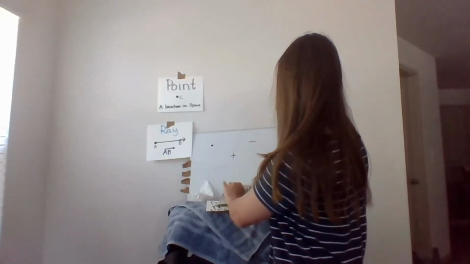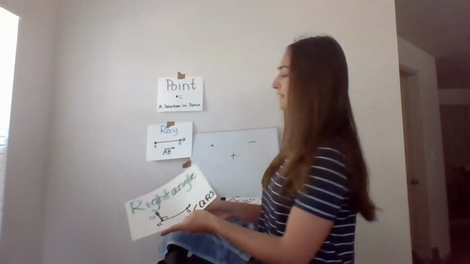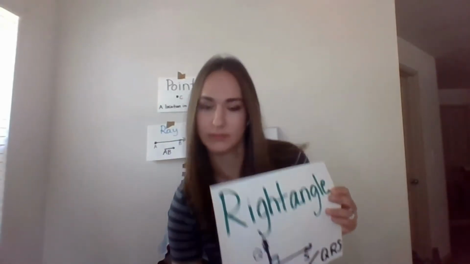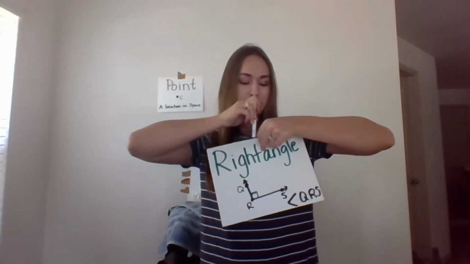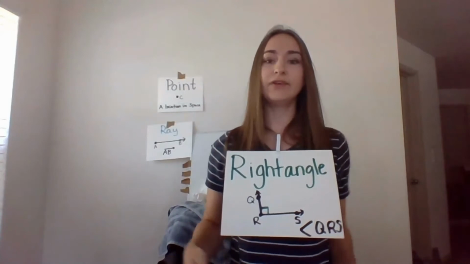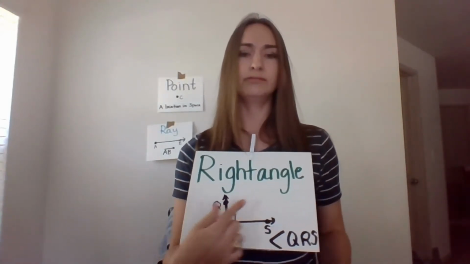Now we can get into angles, okay? And I have hand movements for those too. So the first type of angle that we're going to talk about is a right angle, okay? So let me clip it here so I can show you guys. All right, so I've got a right angle. Now, two words, kind of looks like one.